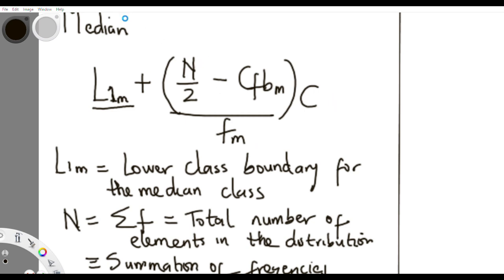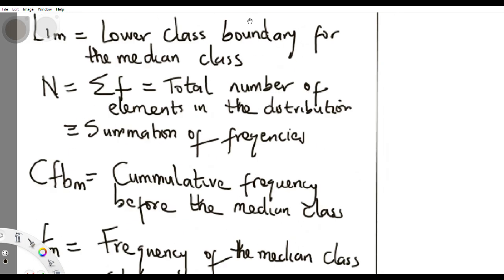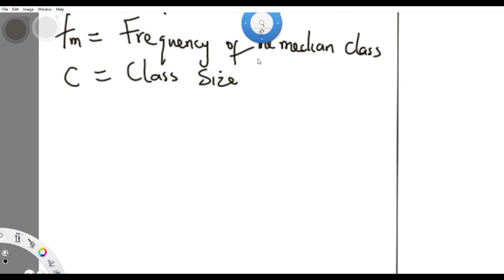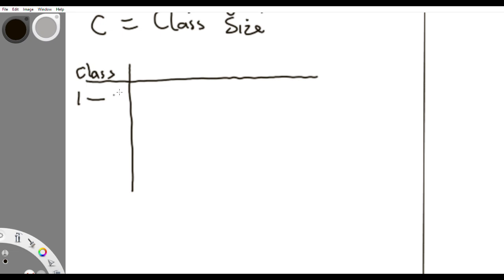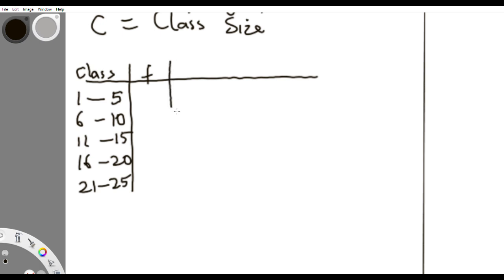Okay, so let's start with a calculation. We still go with the previous one, which is the class. Then we have 1 to 5, 6 to 10, 11 to 15, 16 to 20, then 21 to 25. And the frequency, well, might not get it exactly as the previous one, but it doesn't really matter. The point is the understanding.